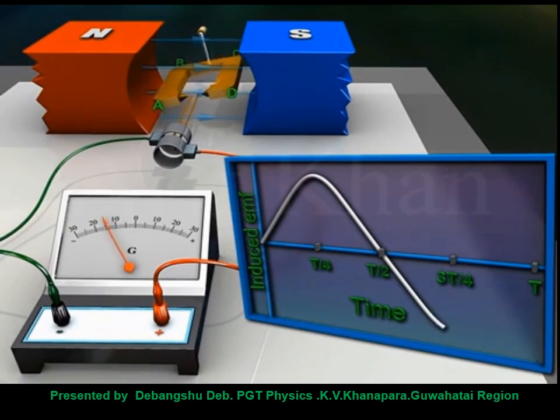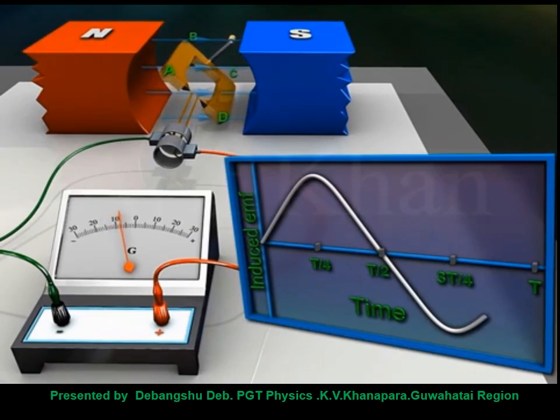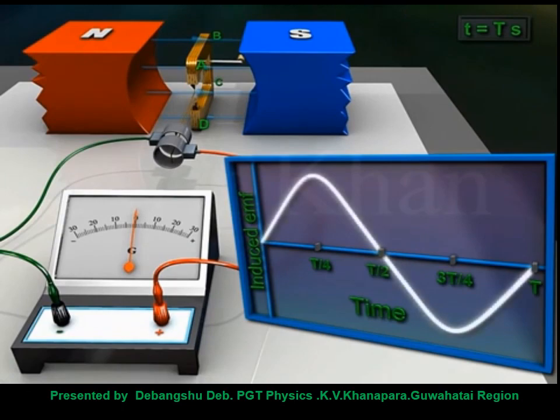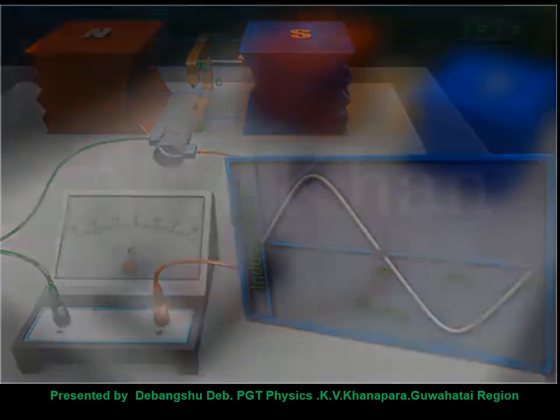At 3T by 4 it will become minus E0. E0 is known as the maximum EMF, and once again when it is rotated to complete the cycle, it will once again become 0. This shape of a graph has got a name. This is called a sine curve. So induced EMF is called a sine curve. Here this white line you can see, this is the sine curve.